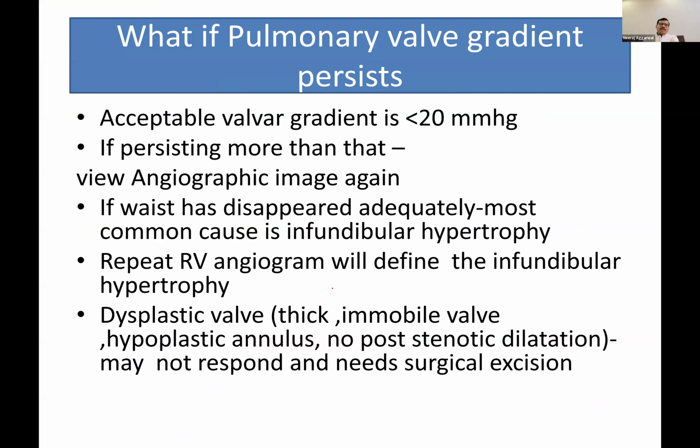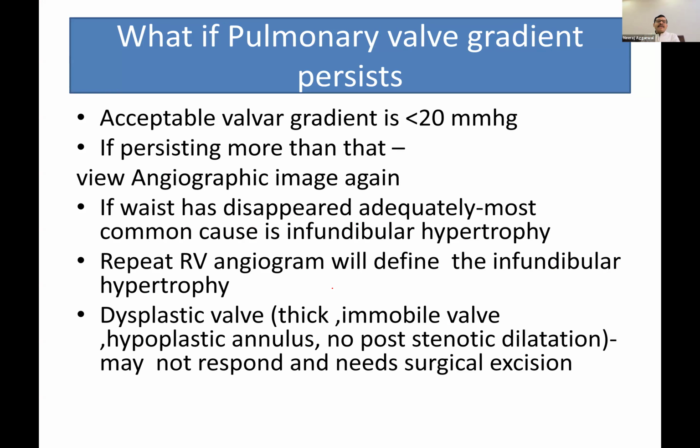Now, this is important. I think we all see this. What if the gradient persists after balloon dilatation? Acceptable, we know, is less than 20. If it's persisting more than that, then view the image again. If the waist has disappeared adequately, the most common cause is infundibular hypertrophy. You have taken the adequate balloon size of 1:1 ratio, the waist has disappeared completely, that means balloon dilatation is done, and the most common cause will be infundibular hypertrophy. You can see it by echo also. Sometimes you may do an RV angio to define the infundibular hypertrophy.